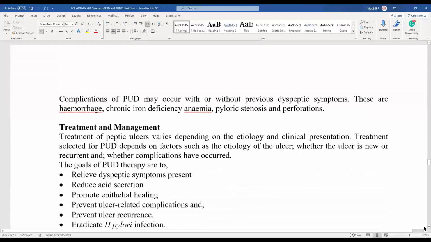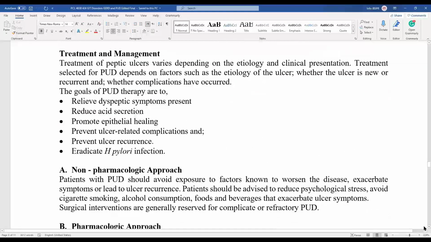So, treatment and management. What are the goals of treatment of PUD? Of course, the first thing will be that you want to relieve the symptoms, because the pain can be quite bad. So the first thing the patient will be thinking of is how to relieve this pain. So you want to relieve the pain, you want to reduce the acid secretion that is causing this ulcer and is leading to the pain. You want to promote epithelial healing, and then you want to prevent complications, and of course, you want to eradicate the H. pylori infection.